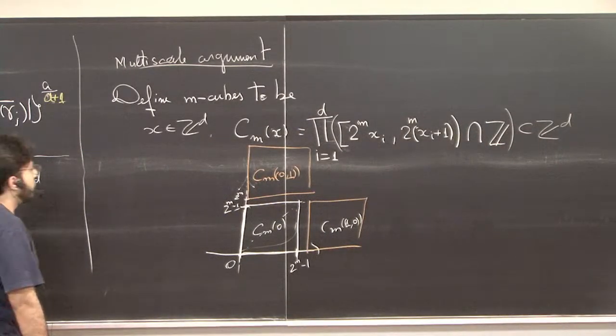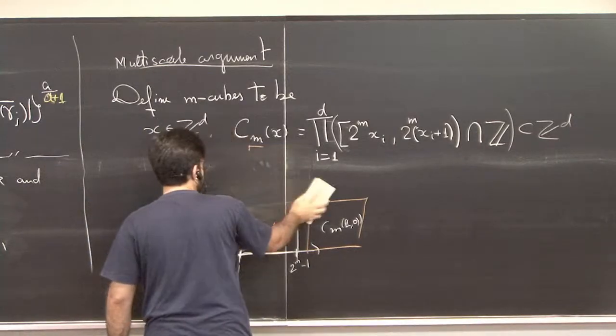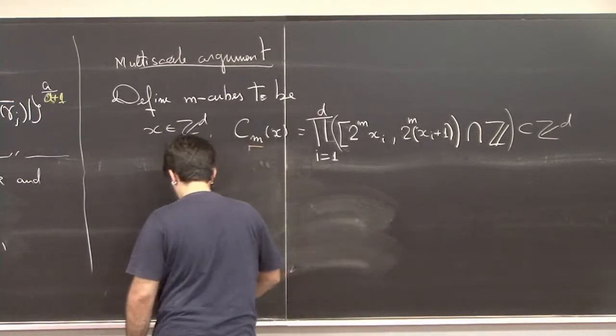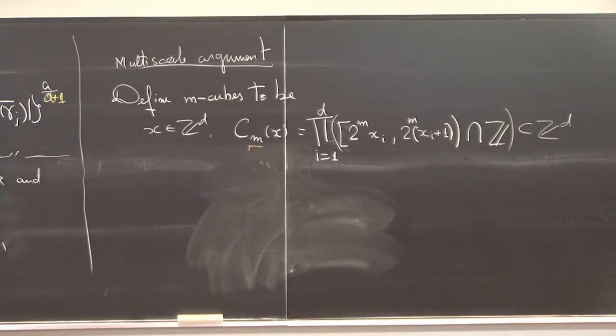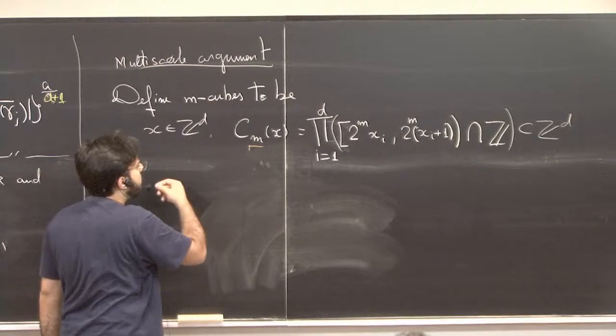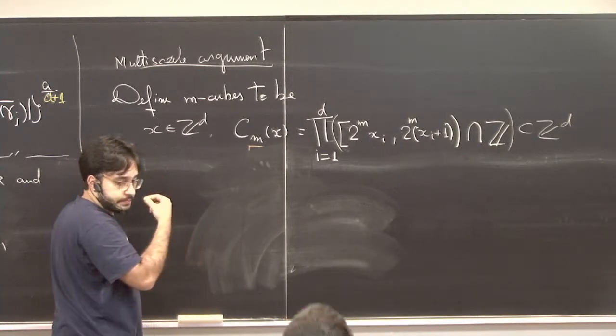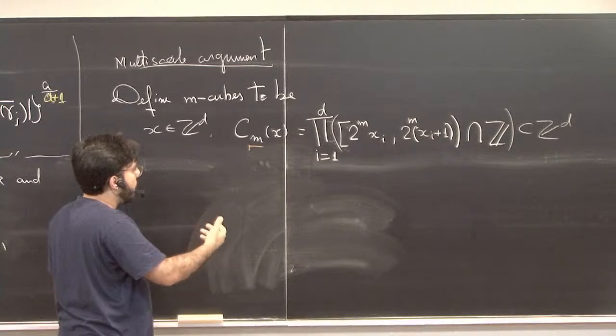This is important because these cubes represent the scales in your problem. For instance, if you take m equal to 0, then these cubes are just the points, and then you are on the initial scale.